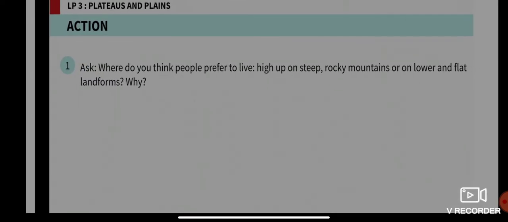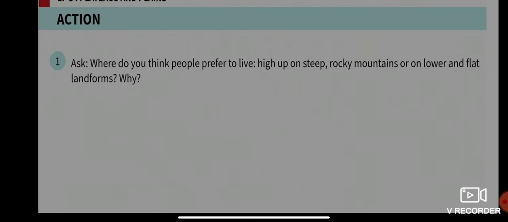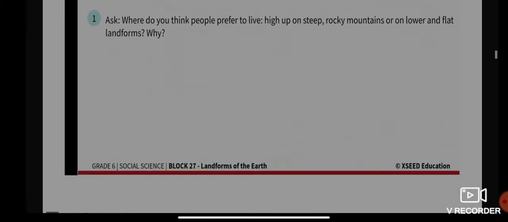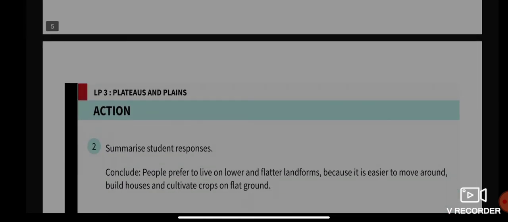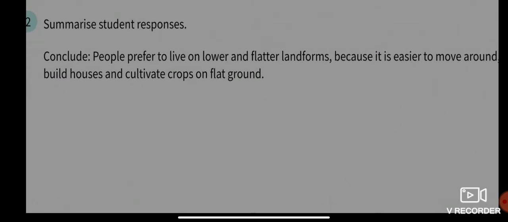So, where do you think people prefer to live? Either high up on steep, rocky mountains or on lower and flat landforms, and why? That question I'll leave to you. Okay. So see, you might say different answers to that.